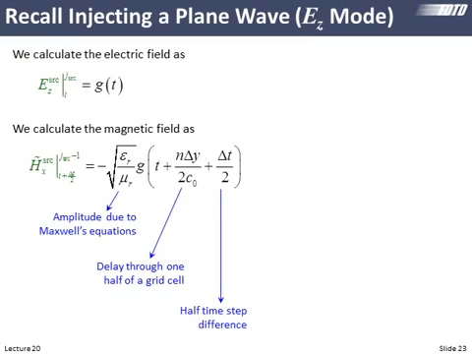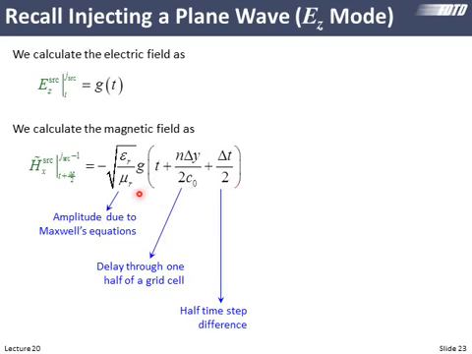So how do we do this? Remember, first we just calculated a Gaussian as a function of time, and we called that our electric field source. And then we calculated what the magnetic field component of that should be. However, it's a half cell away and a half time step away, so there's a time step.